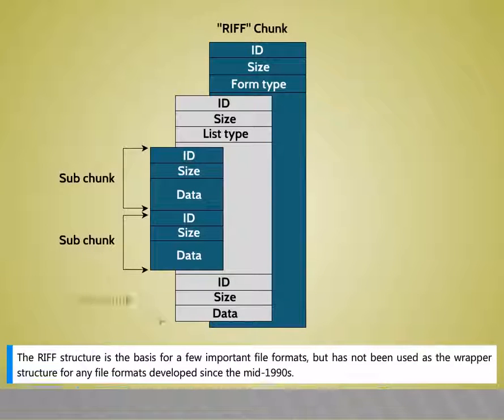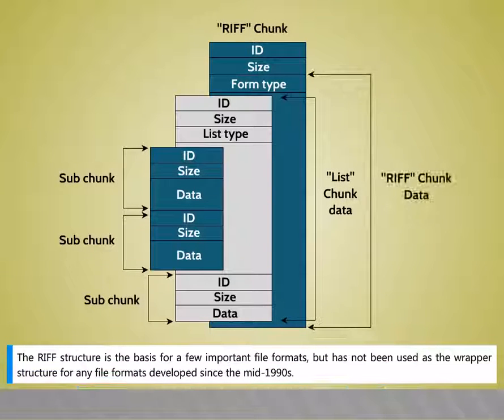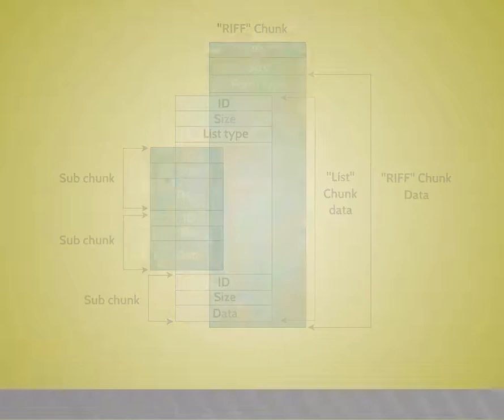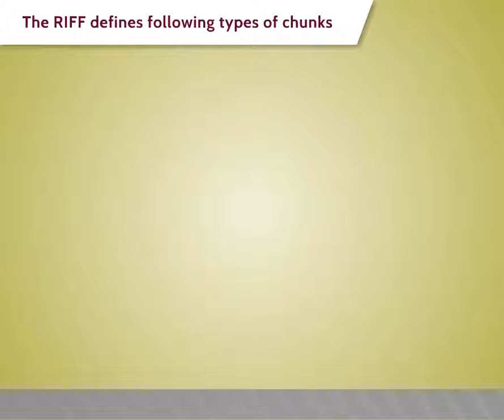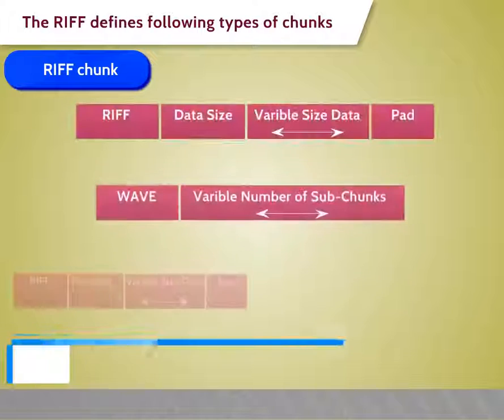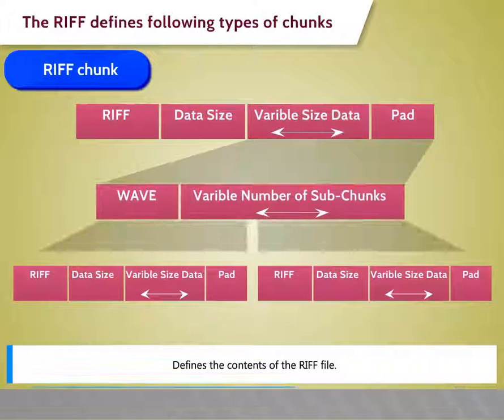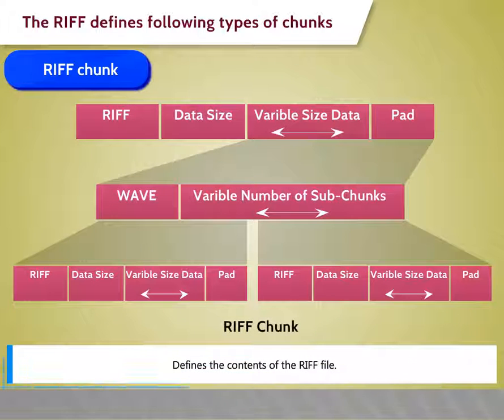The RIFF structure is the basis for a few important file formats, but has not been used as the wrapper structure for any file formats developed since the mid-1990s. RIFF defines the following types of chunks. RIFF chunk defines the contents of the RIFF file.